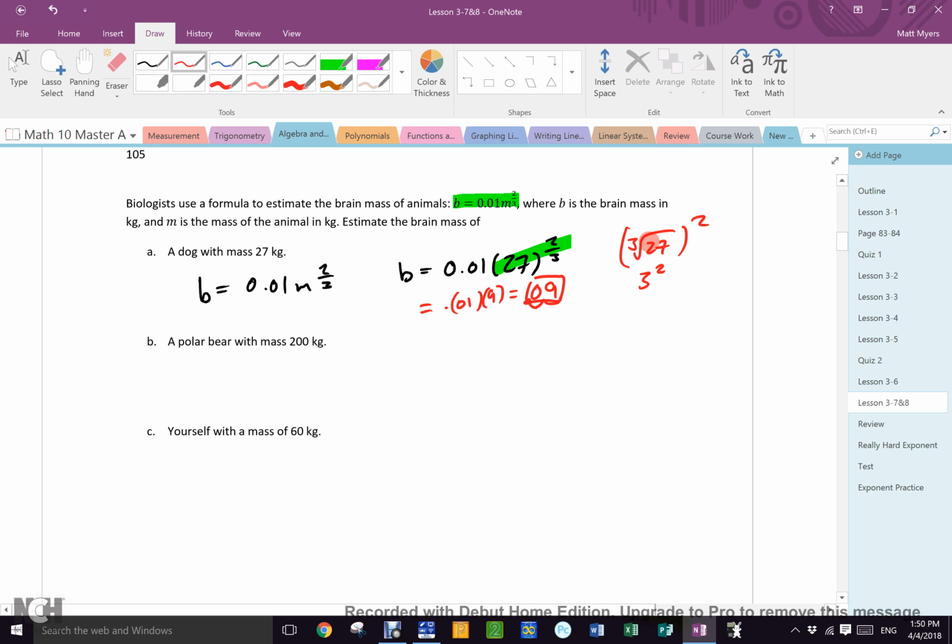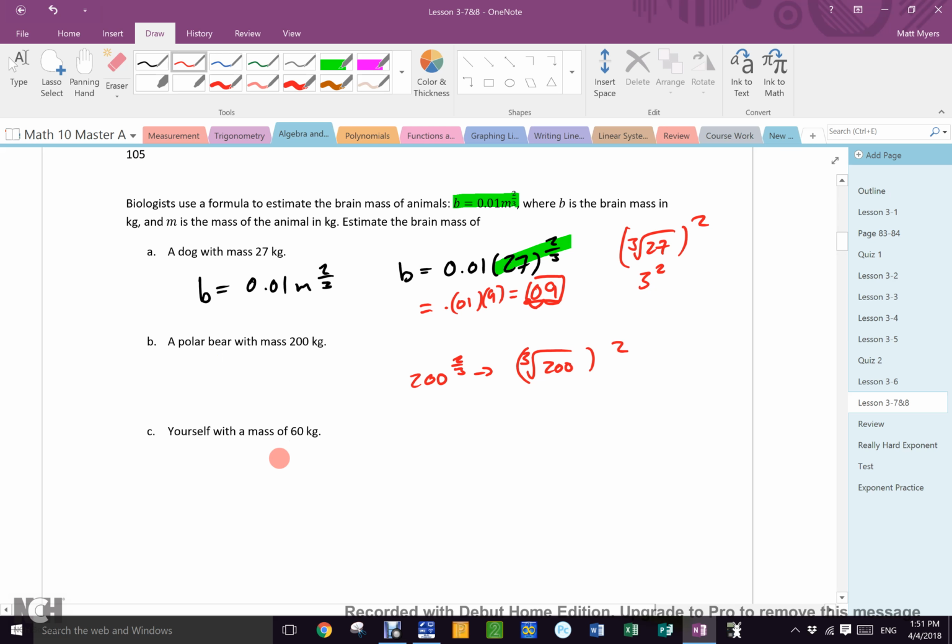Are you going to need a calculator for B? For B, it's going to be 200 to the 2/3, which means the cube root of 200 squared. Does 200 have a cube root? Let's think about it for a sec. 5 cubed is 125, right? 6 cubed is 216. So no. So this one, we'd need a calculator.